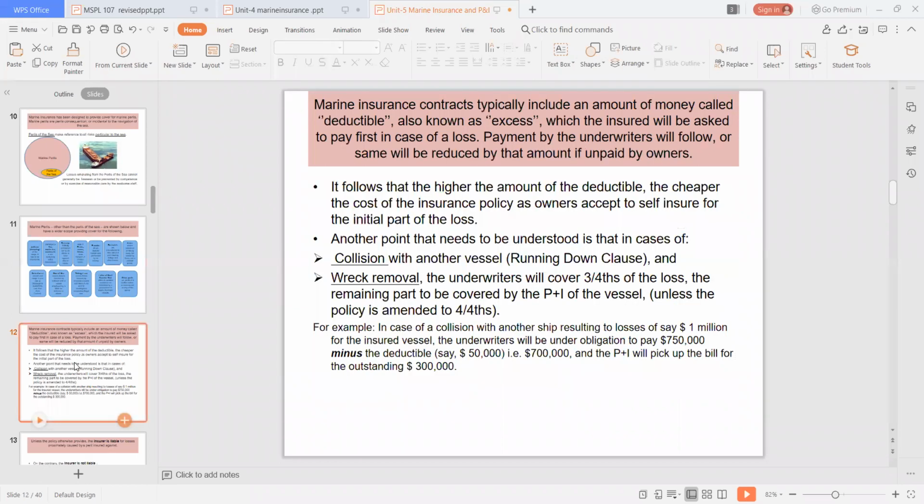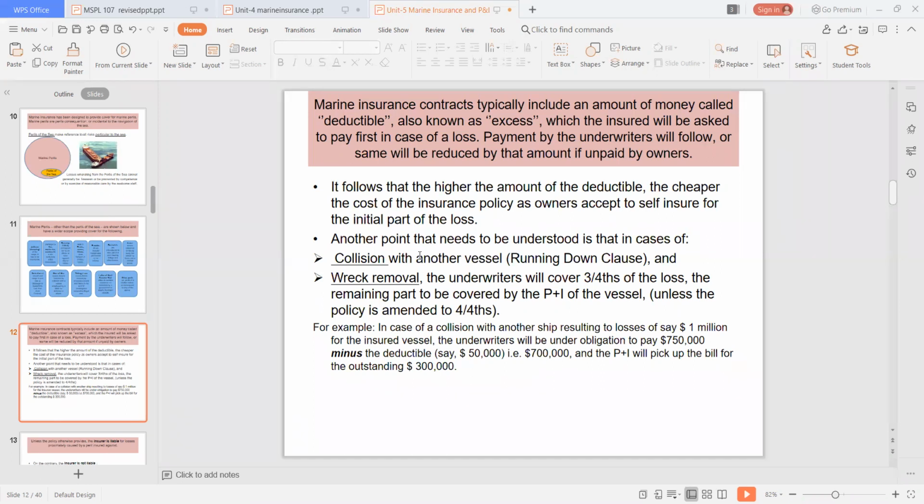Okay. So next on, marine insurance contracts typically include an amount of money called deductible, also known as excess, which the insured will be asked to pay first in case of loss. Payment by the underwriters will follow, or the same will be reduced by the amount if unpaid by the owners. It follows that the higher the amount of deductible, the cheaper the cost of the insurance policy, as owners accept to self-insure for the initial part of the loss.